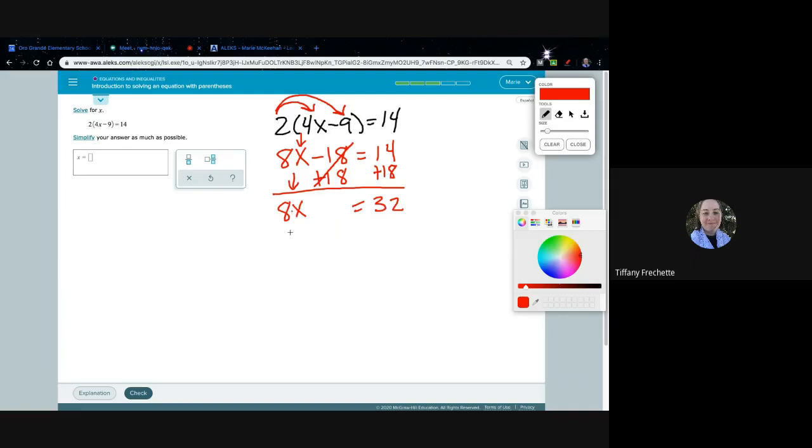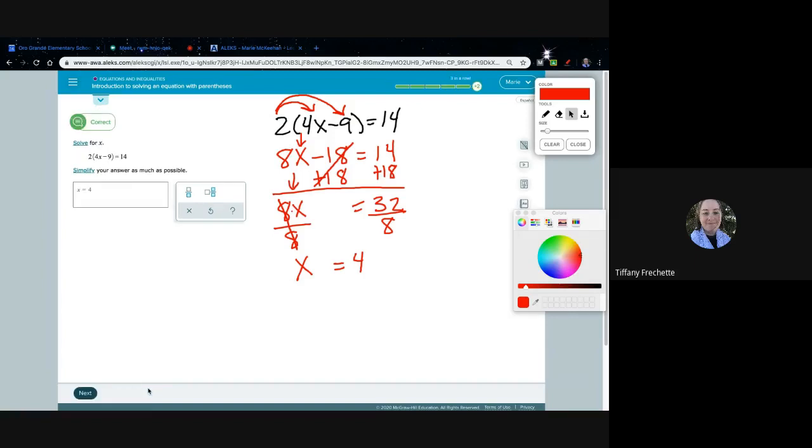So our last step here is to undo the multiplication by dividing. So 8 divided by 8, we get 1. Any number divided by itself, we get 1 there, and we just bring the x. You don't have to put 1x because it's assumed that there's a 1 there. 32 divided by 8 is 4. All right, so 4 and check. Yay, we finished another one.